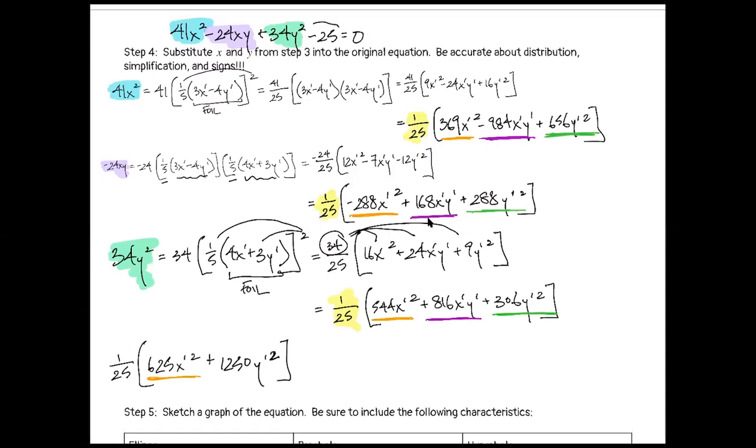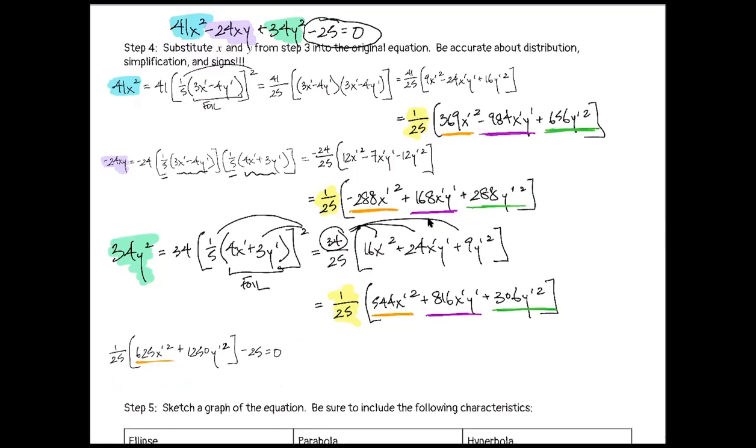Now there was this negative 25 equals 0 part that I didn't write down before, so I'm going to write that down here. Okay. And we're super close to being done. I know this has been a very long problem so far, but we're super close to being done.